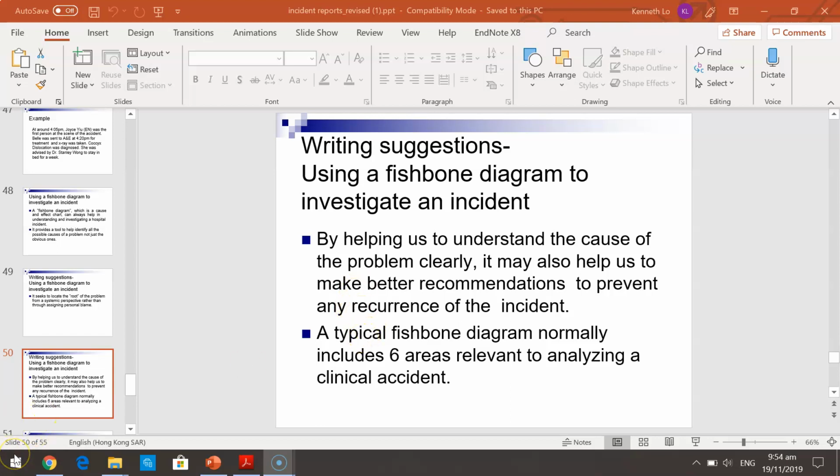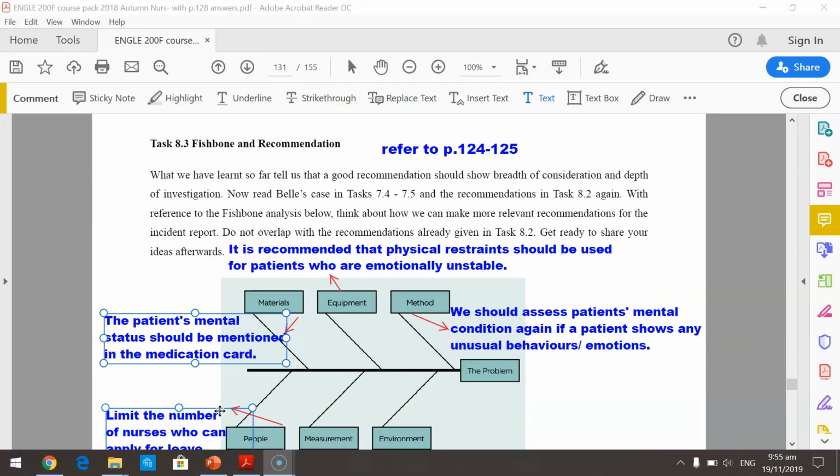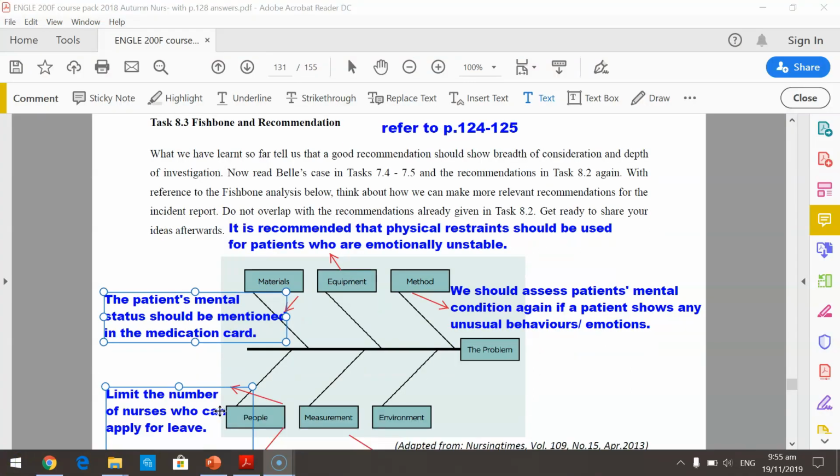It not only helps us to understand the cause of a problem clearly, but also helps us to make better recommendations to prevent similar incidents. A typical fishbone diagram normally includes 6 areas relevant to analyzing a clinical incident, and it looks like this. The 6 aspects are materials, equipment, method, people, measurement, and environment. I'll use Bell Chan's example to illustrate how you can use the fishbone diagram to bring some ideas for making recommendations. You might want to refer back to Bell Chan's case on page 124 and 125 of your course material.